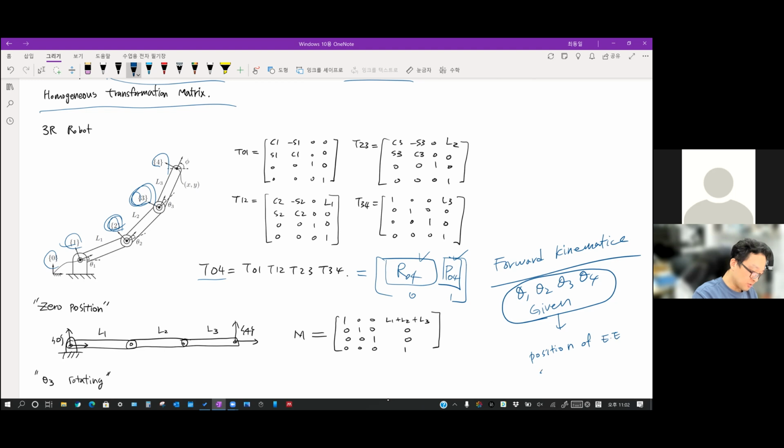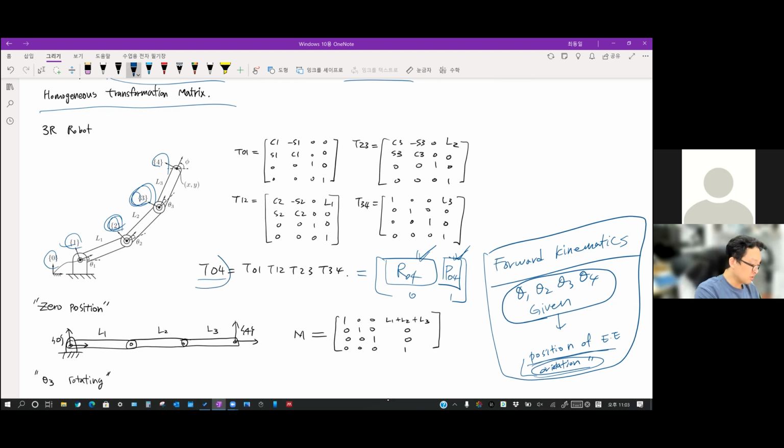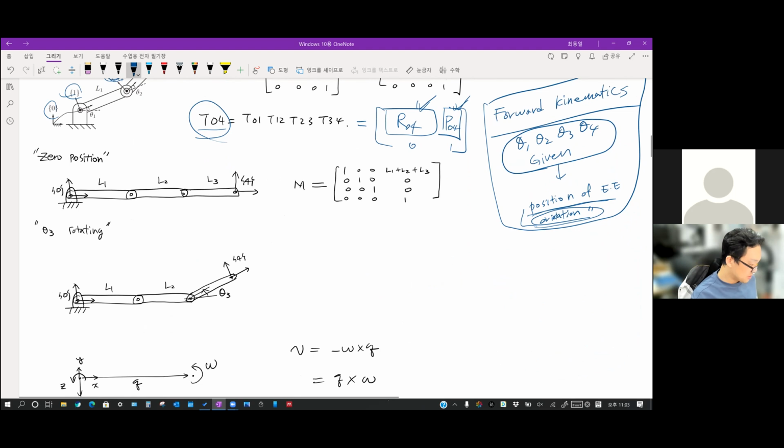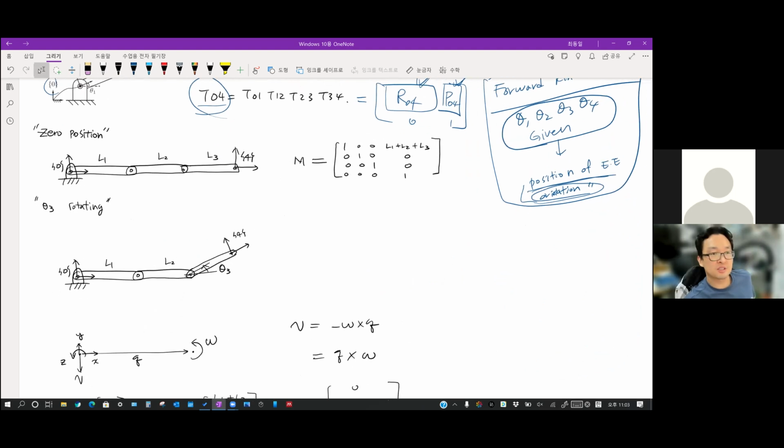And the orientation of the end effector. Doing this is forward kinematics. Therefore, in here we can find the position of the end effector, and in here we can find the orientation of the end effector. So the homogeneous transformation matrix itself becomes the forward kinematics. So that was the previous concept.